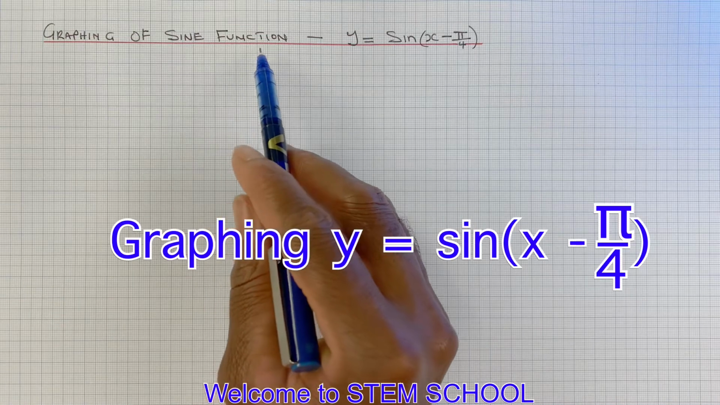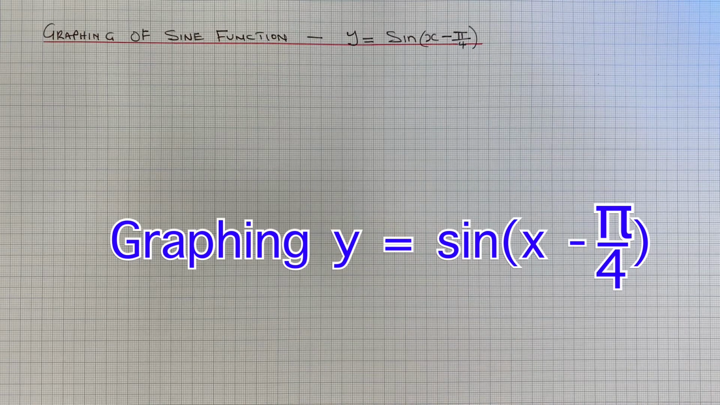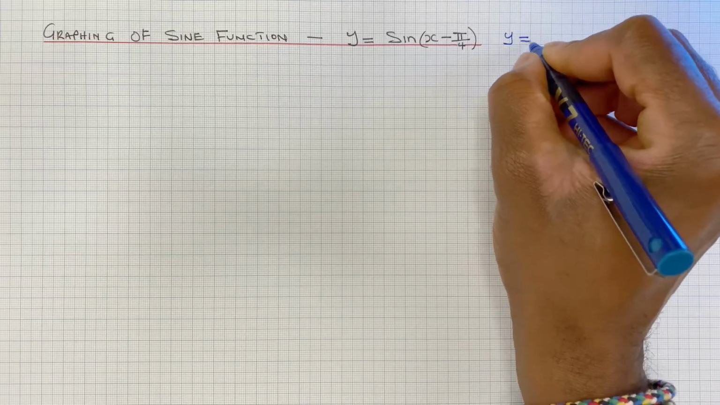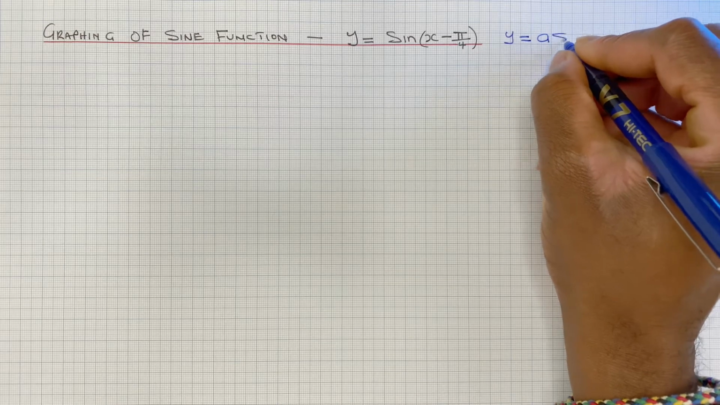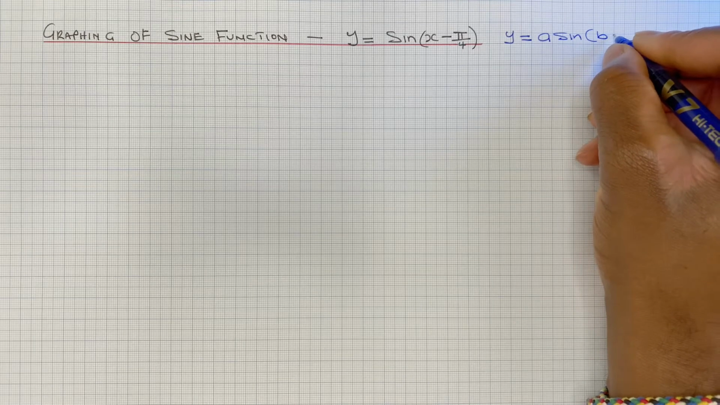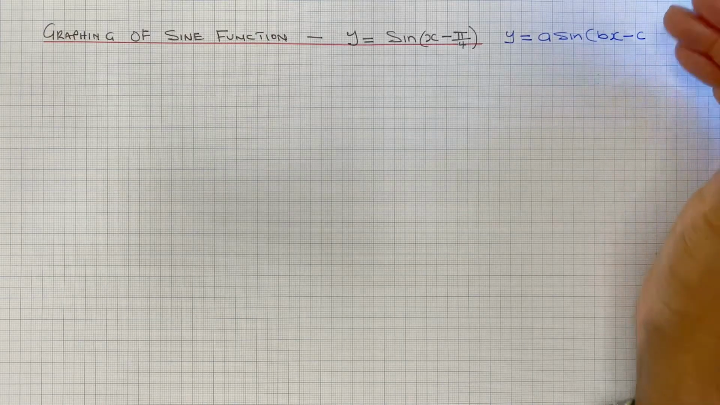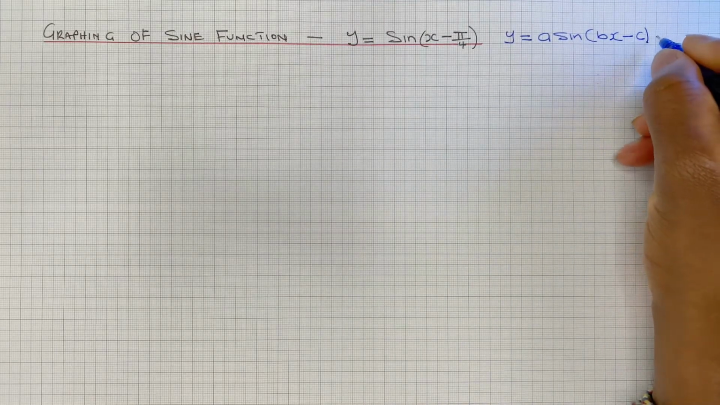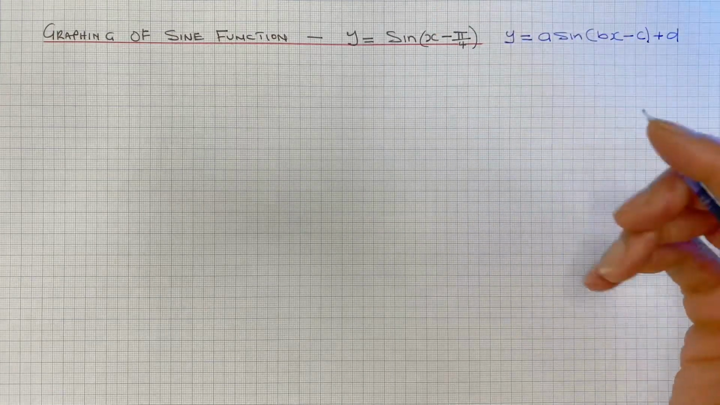Graphing of the sine function, y equals sine x minus pi over 4. The general equation for the sine function is y equals a, the amplitude, times sine, open bracket, b, the periodic function, times x, minus c, the horizontal displacement of the function, close bracket, plus d, the vertical displacement or vertical translation of the function.